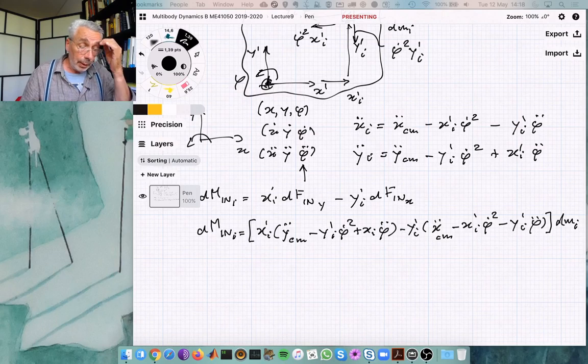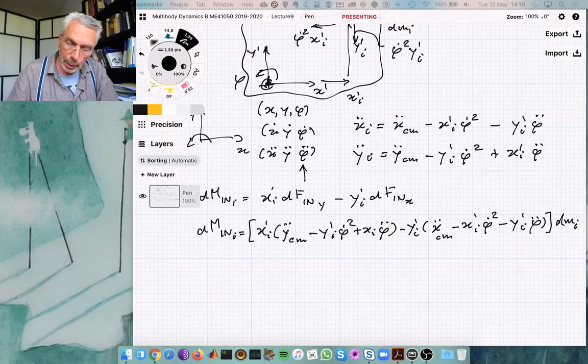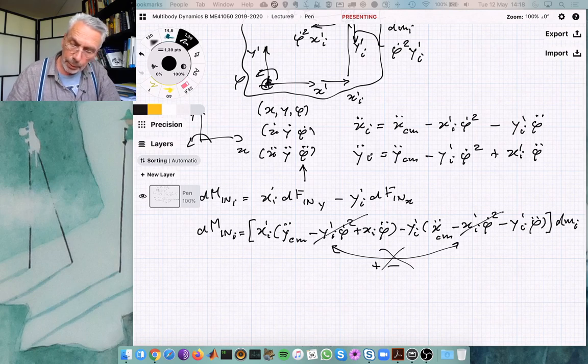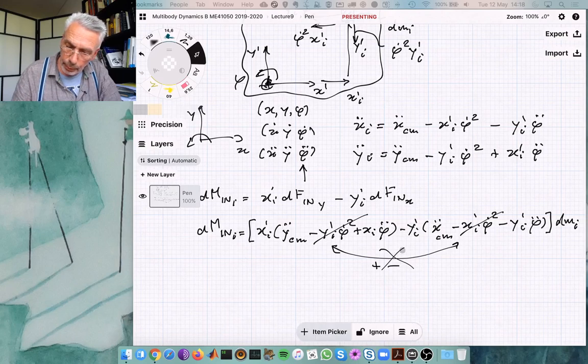Okay, now let's see. It seems pretty complex, but you will see it will get simpler and simpler. Well, first of all, we notice that we have a term x times y phi dot squared, and we have y times x phi dot squared, and one is a plus and the other is a minus. So these cancel out. Plus, minus, so they're gone, right? So this term is gone versus this one.